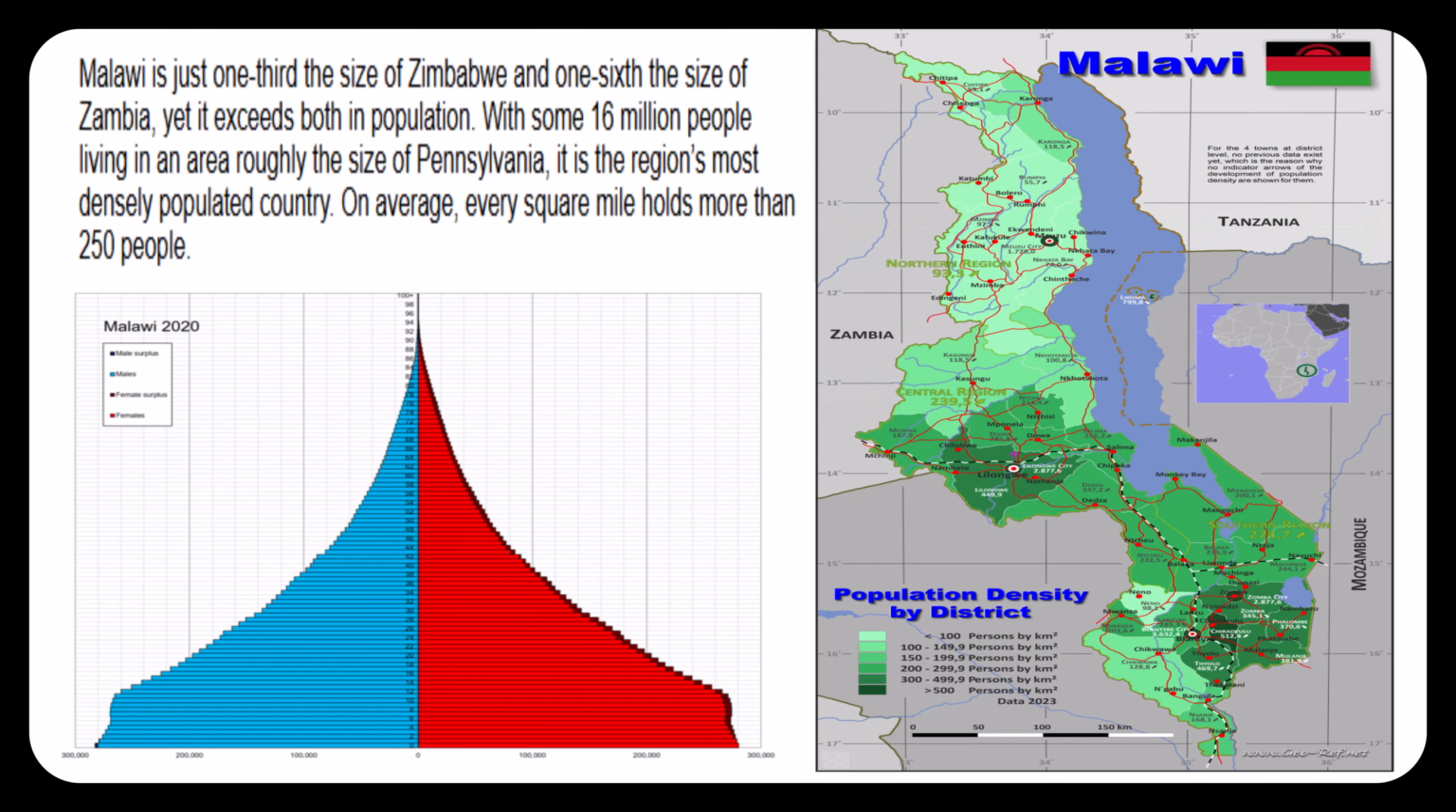Malawi is just 1/3 the size of Zimbabwe and 1/6 the size of Zambia, yet it exceeds both in population. With some 16 million people living in an area roughly the size of Pennsylvania, it is the region's most densely populated country. On average, every square mile holds more than 250 people. Question number 10. What is the most densely populated country in Southern Africa? The most densely populated is Malawi.